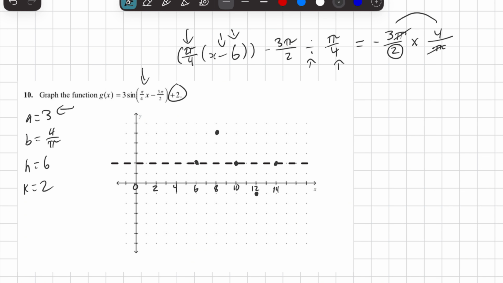If you want to make sure it's right, you just check the amplitude. This is 1, 2, 3, and the other one is 3 as well. So you know that this is going to be right. So you just go ahead and draw your line. So that's what it will look like.